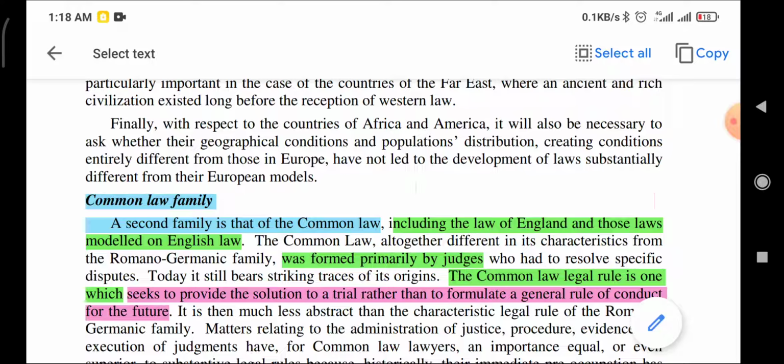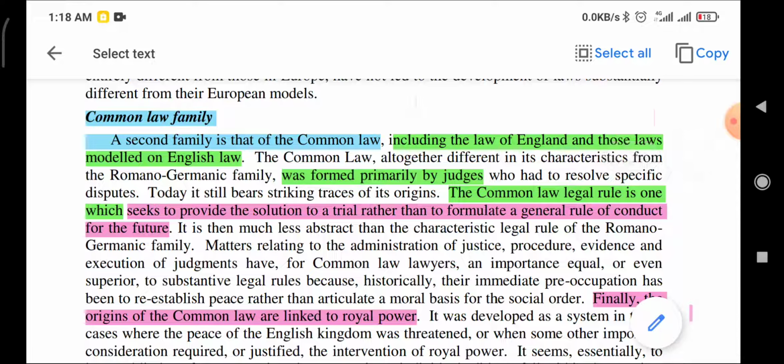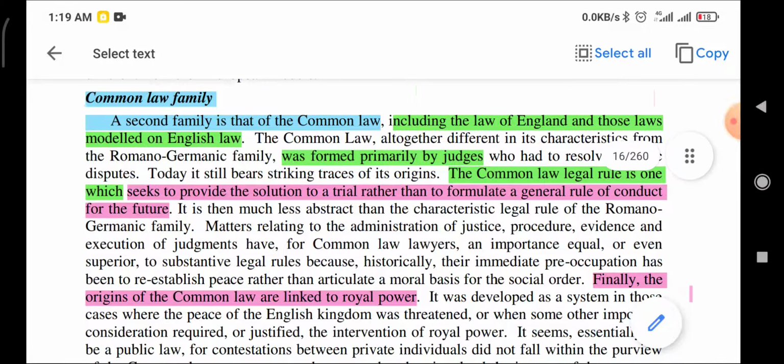The common law rule is one which seeks to provide the solution to a trial rather than formulate a general rule of conduct for the future. It is then much less abstract than the characteristic legal rule of the Romano-Germanic family. Matters relating to the administration of justice, procedure, evidence, and the execution of judgment have for common law lawyers an importance equal or even superior to the substantive legal rules, because historically their immediate preoccupation has been to re-establish peace rather than articulate a moral basis for the social order.